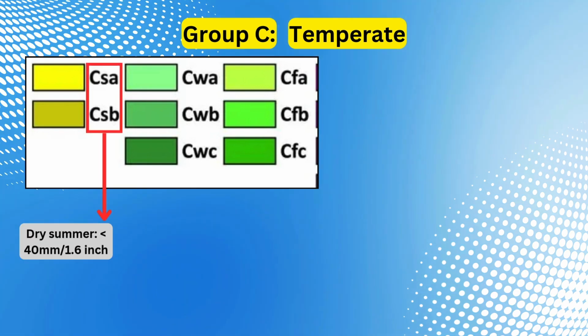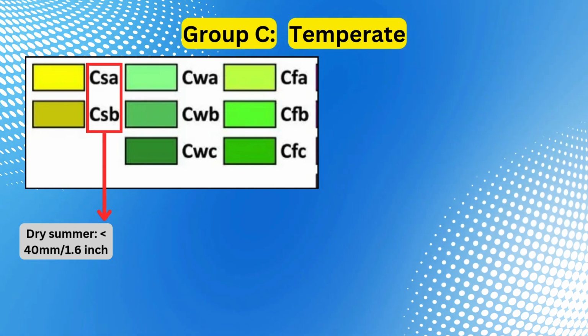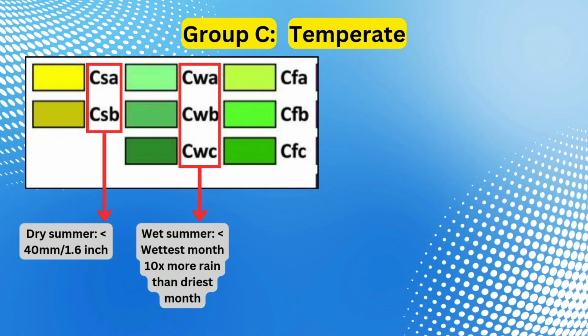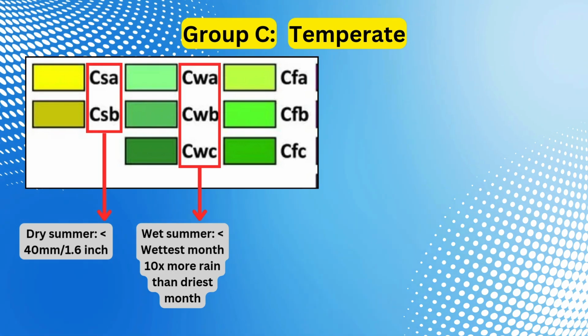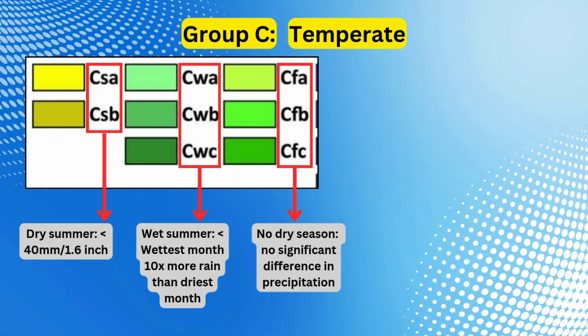These two are temperate climates with a second letter S to indicate a dry summer, meaning that in the summer it receives less than 40 mm of rain per month, which is equal to 1.6 inches. These three all have a second letter W to indicate that the wettest month receives more than 10 times as much precipitation as the driest month. And these three all have a second letter F.